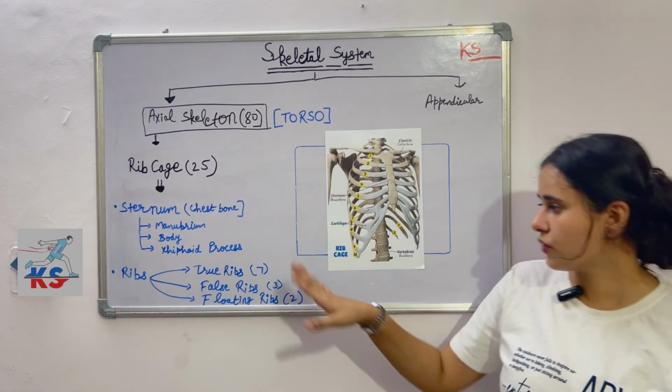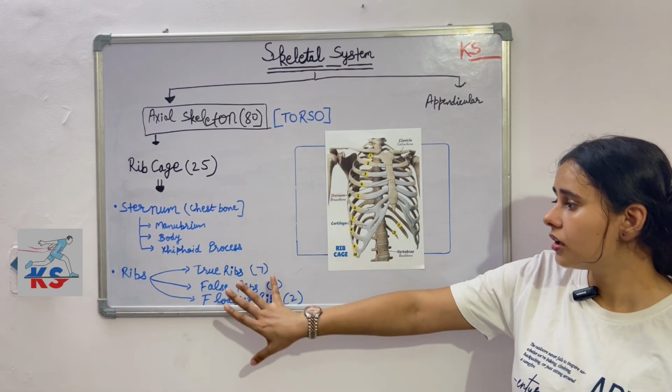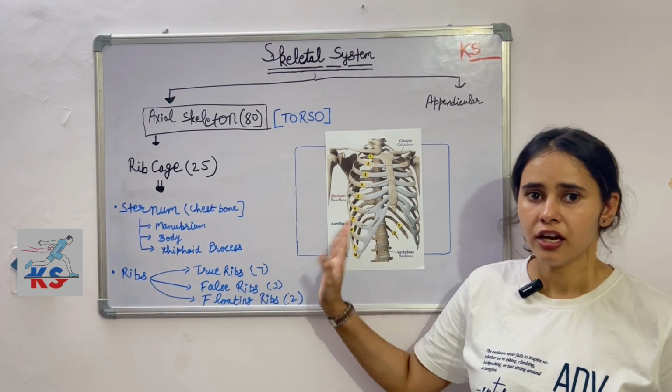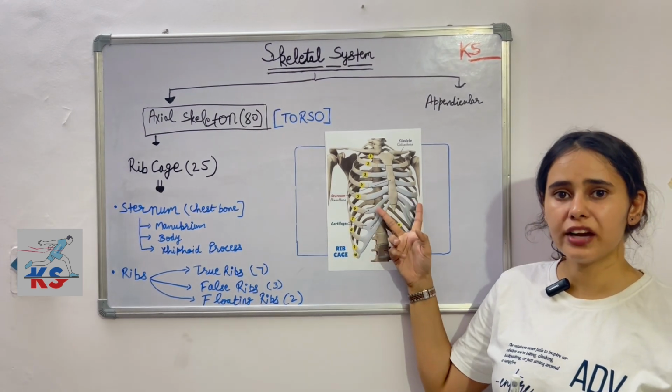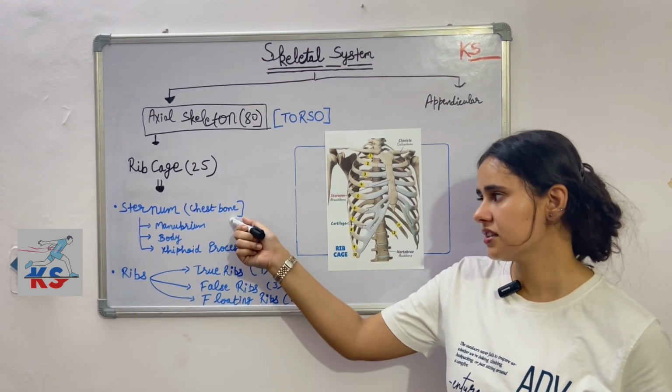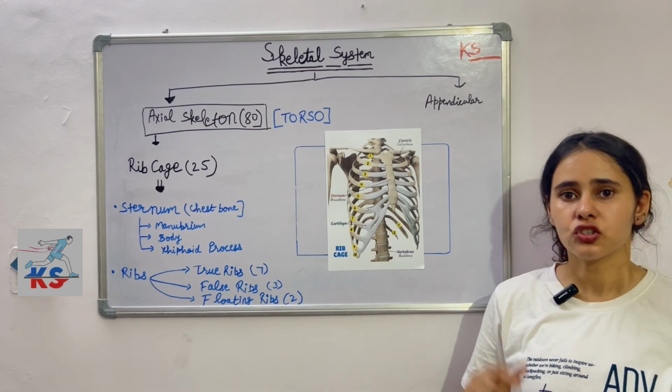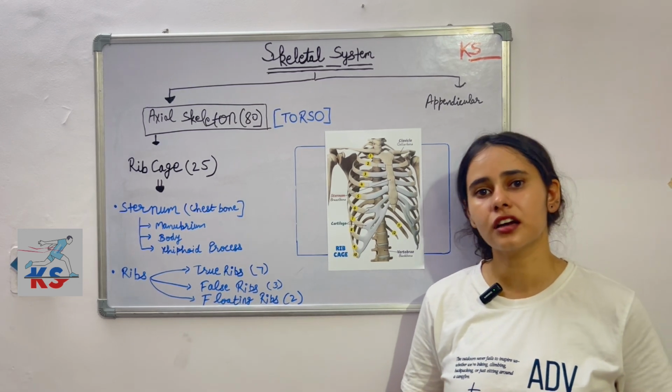Okay. So this way we have 12 pairs of ribs. Okay, 12 ribs each side. That means we have 24 ribs and 1 is sternum, which is the chest bone. Okay, so in total we have 25 bones in a rib cage.